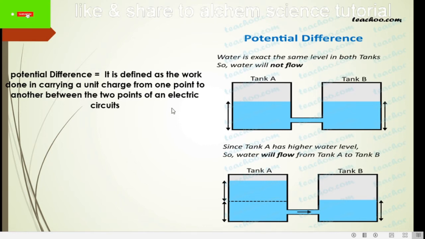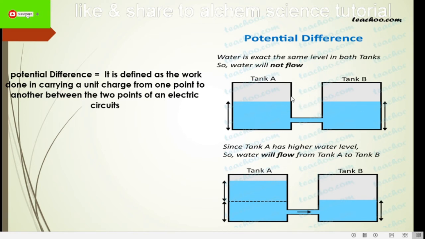So right now, for better understanding, we can just illustrate this type of tank. By using this tank we can understand the actual meaning of potential difference. Potential difference is one of the physical quantities which is responsible for the flow of electrical charge from higher potential to lower potential. You can see here tank A and tank B, and right now both tanks have the same amount of water.